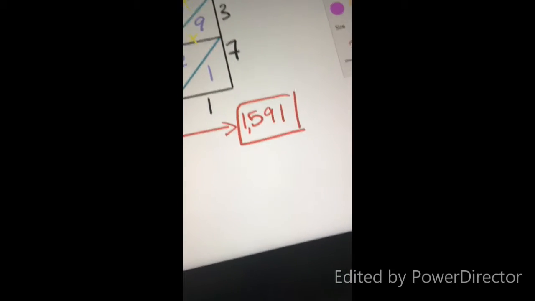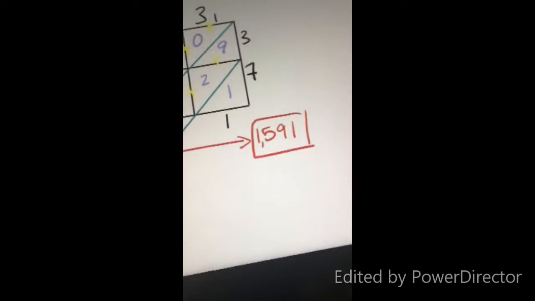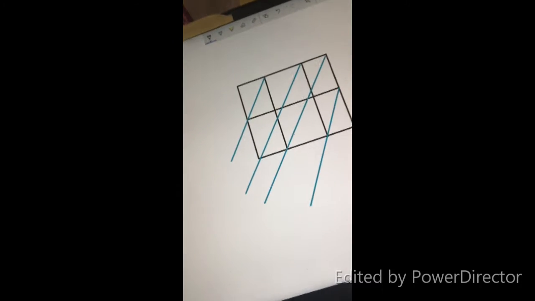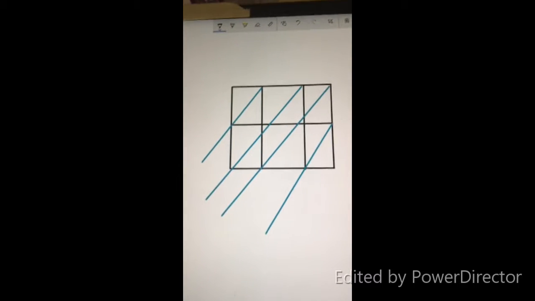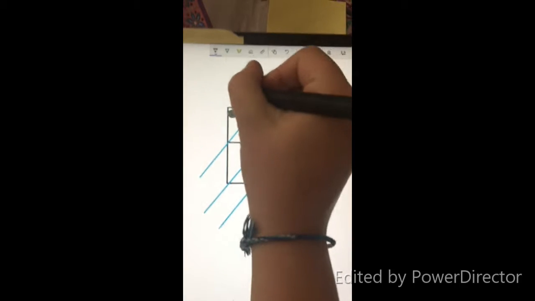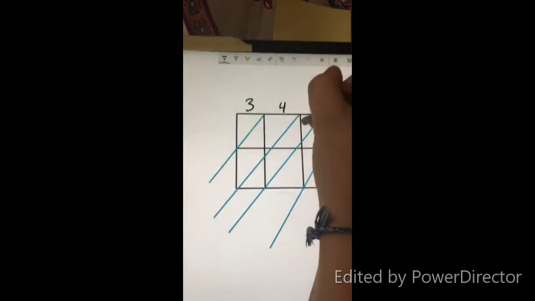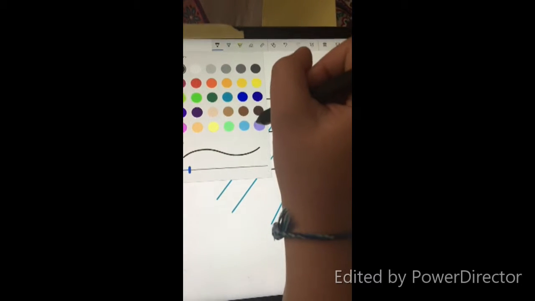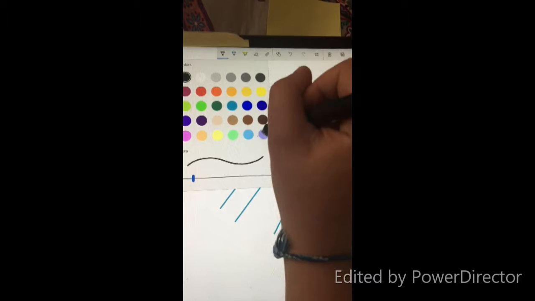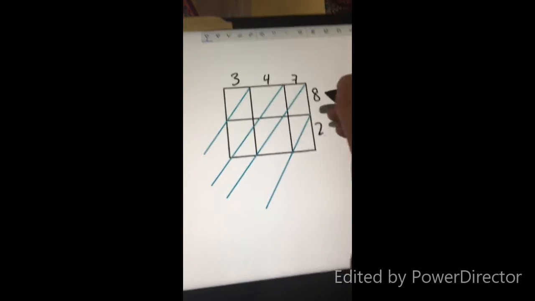This next one is going to be a little bit more difficult because we are going to do a 3-digit number and multiply that by a 2-digit number. So our number is going to be 347. We're going to multiply that by 82. So just like the last one, we're going to take each number and multiply them together.